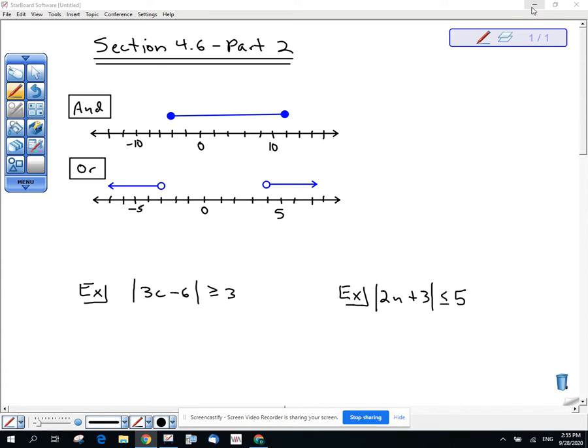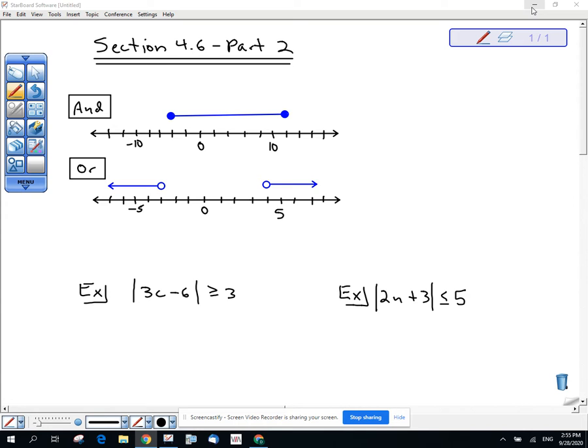Algebra 1, Section 4.6, Part 2, Absolute Value Inequalities. It's critical that you understand the difference between and and or in this chapter before we get into this. I know I've covered this already in a previous section, but I want to cover it again. You must understand this or you will struggle with solving inequalities.